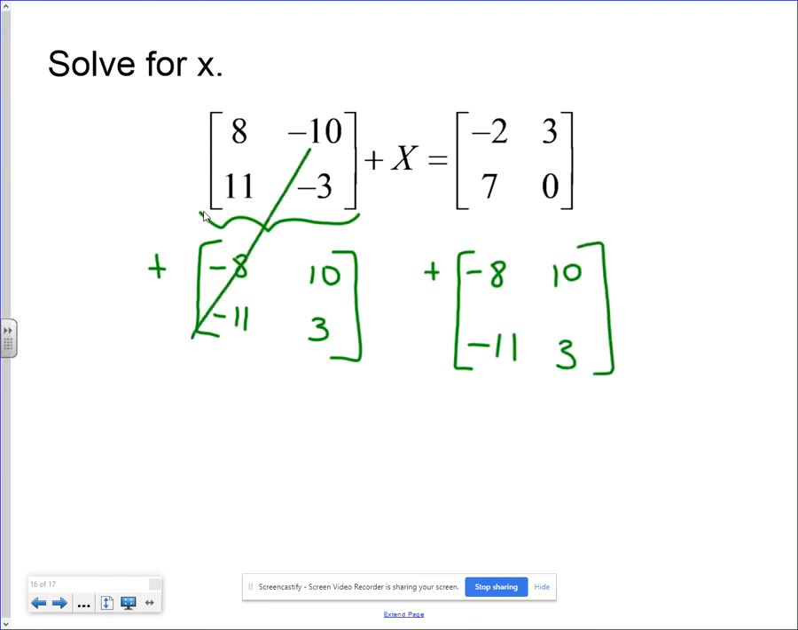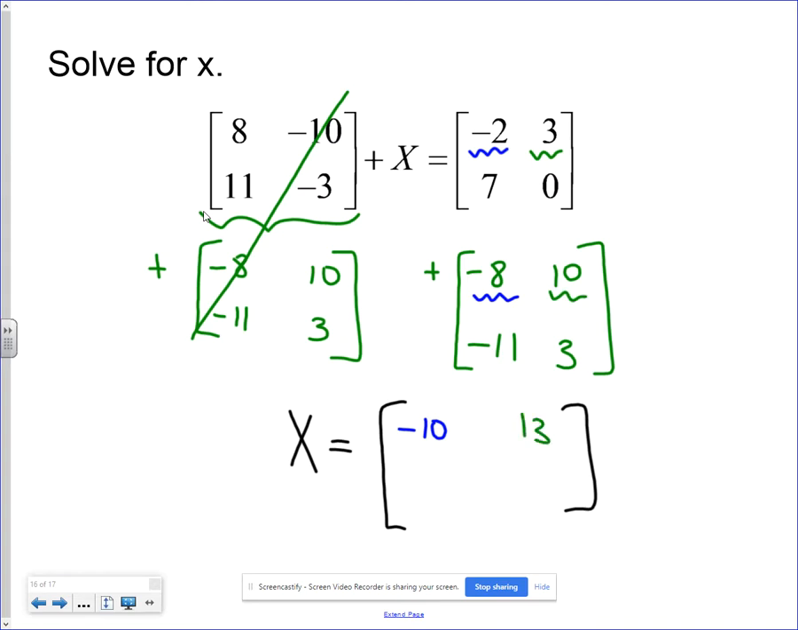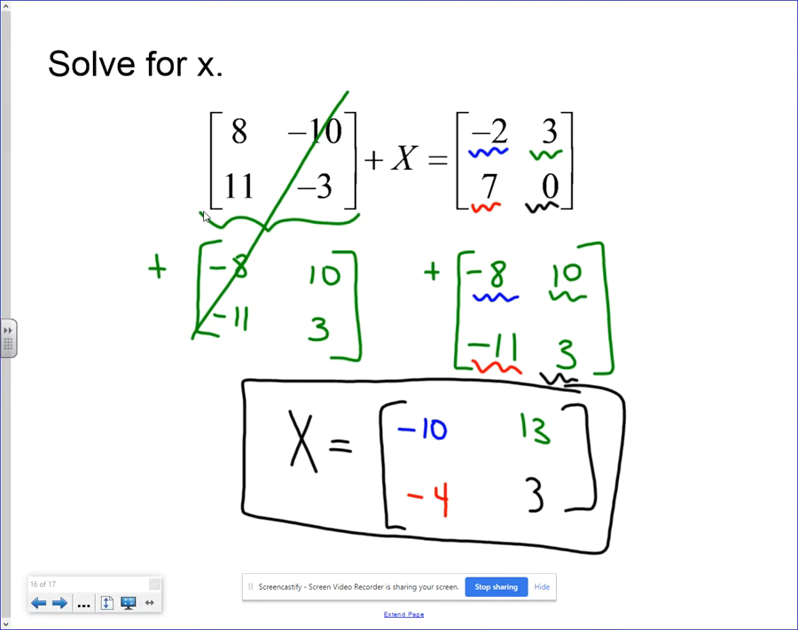So these two will cancel each other out. So we get x is equal to, well, add the element in position 1, 1 to the element in position 1, 1 down there. Negative 2 plus negative 8 is negative 10. 3 plus 10, 13. 7 plus negative 11, negative 4. And then last, 0 plus 3 is 3. So there's my answer.